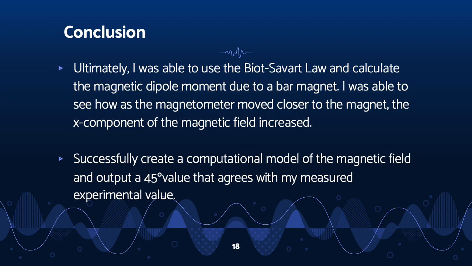Ultimately, I was able to use the Biot-Savart law and calculate the magnetic dipole moment due to a bar magnet. I was able to see how, as the magnetometer moved closer to the magnet, the x component of the magnetic field increased. And I was able to successfully create a computational model of the magnetic field and output a 45-degree angle that agrees with my measured experimental value.